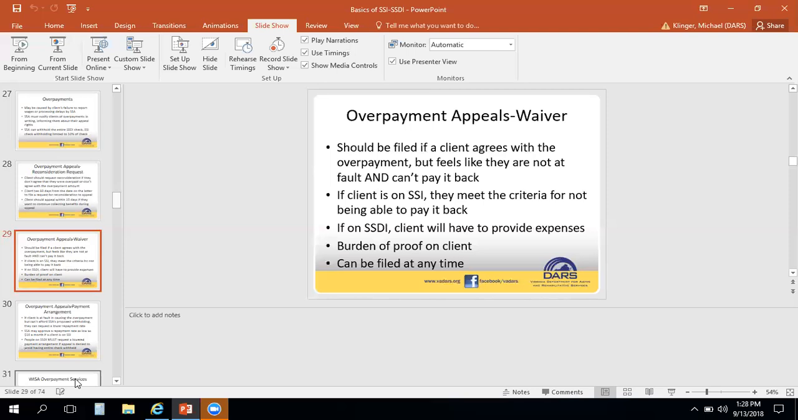The actual waiver form itself, and I should probably send you guys a copy of the waiver form just so you can see it. I'll send that out in an email to those that registered today, but it's about 8 pages. It asks the client to talk a little bit about why they feel like they're not overpaid. Did you report the income to us? Yes or no. Like I said, it'll give them a spot to list all their expenses, and they'll have to show that their expenses are greater than their income if they're not on SSI, that sort of stuff. And so they would submit that waiver form to their local office with a proof of expenses if required, if they're not on SSI, and any documentation that the client has reported their income that they have.